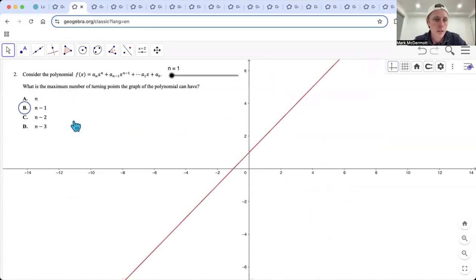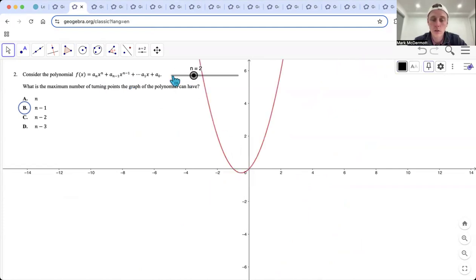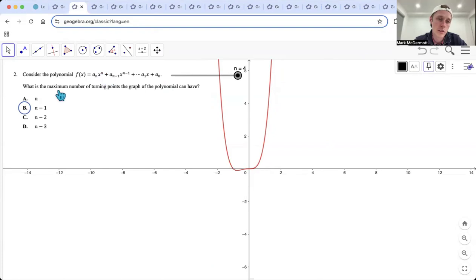All right, next one. Consider the polynomial in general form. f of x equals a sub n x to the n, plus a sub n minus 1 x to the n minus 1, plus so on and so on. What is the maximum number of turning points the graph of the polynomial can have? Well, a quadratic, which is x squared, has a maximum of 1 turning point. Cubic has a maximum of 2 turning points. Quartic has a maximum of 3 turning points. Hopefully you realize that it's 1 less than the highest power. The highest power in this case is n. So the answer is B, n minus 1.